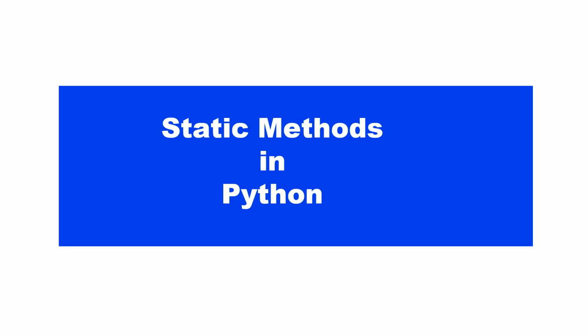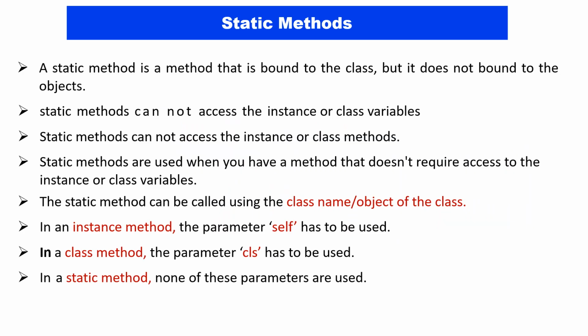In this video, we are going to discuss another topic of Python, which is static methods in Python. We are already familiar with two different types of methods in classes. One is class methods and the other one is instance methods. Class methods have access only to the class variables, and on the other hand, the instance methods have access to the instance variables of the class.